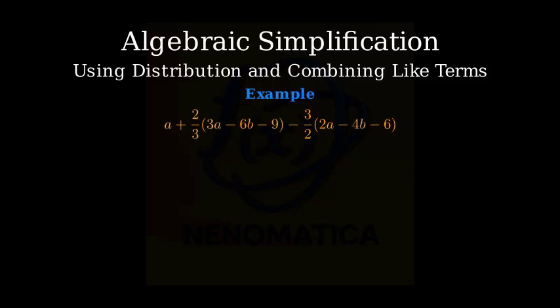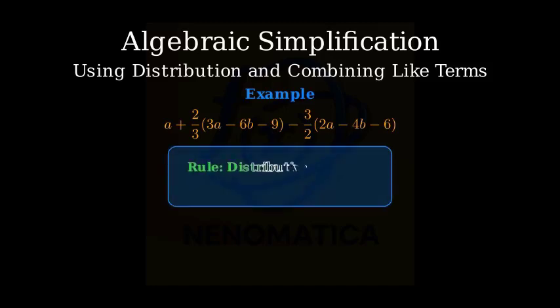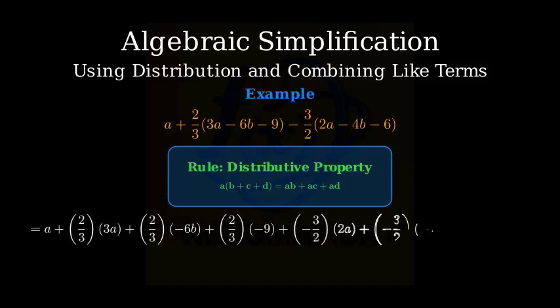Our first step is to distribute the coefficients to each term inside the parentheses. We'll use the distributive property, which states that when a number multiplies an expression in parentheses, it multiplies each term inside. First, let's distribute 2/3 to each term in the first parentheses. 2/3 times 3a gives us 2a. 2/3 times negative 6b gives us negative 4b.